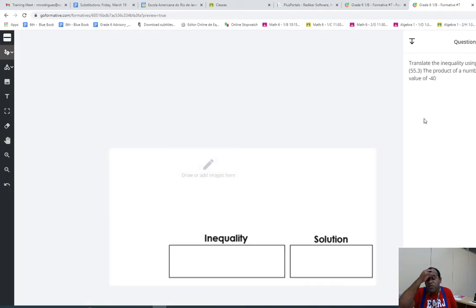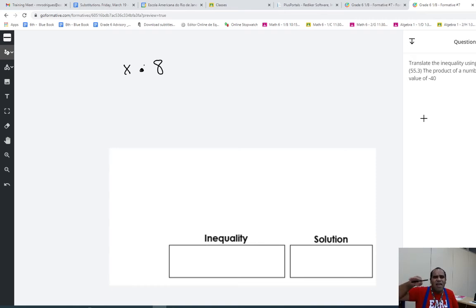The product of a number. The product. What math operation is the product, guys? Multiplication. I use a dot for multiplication. The product of a number. My number is x. And number 8. X times 8 has a minimum value.